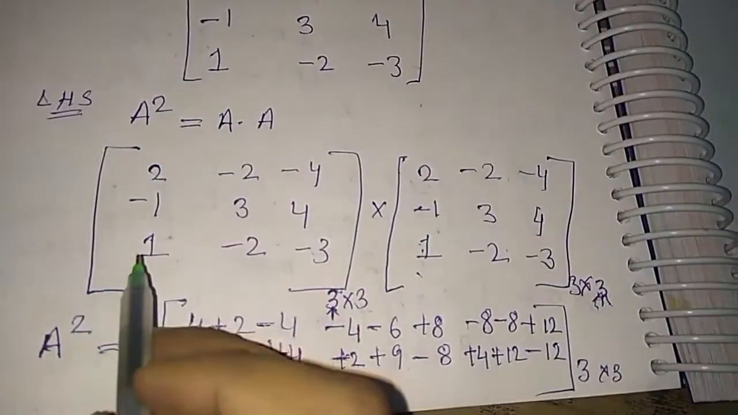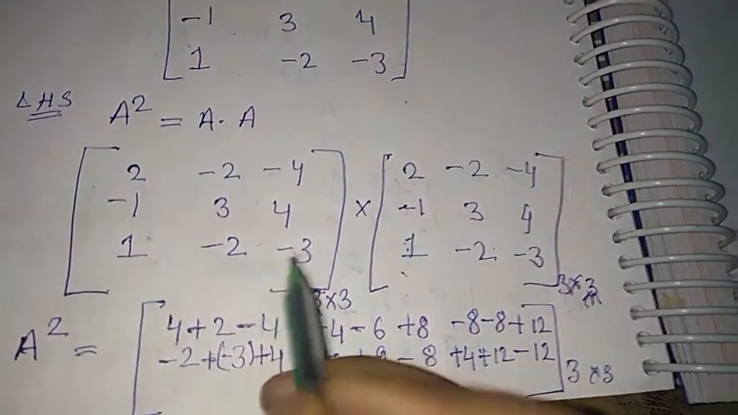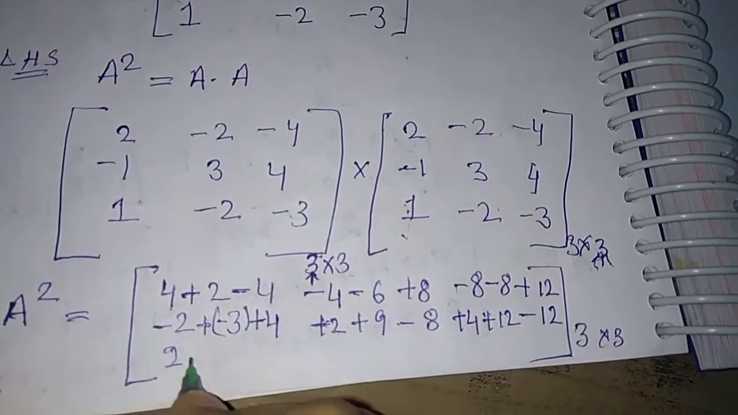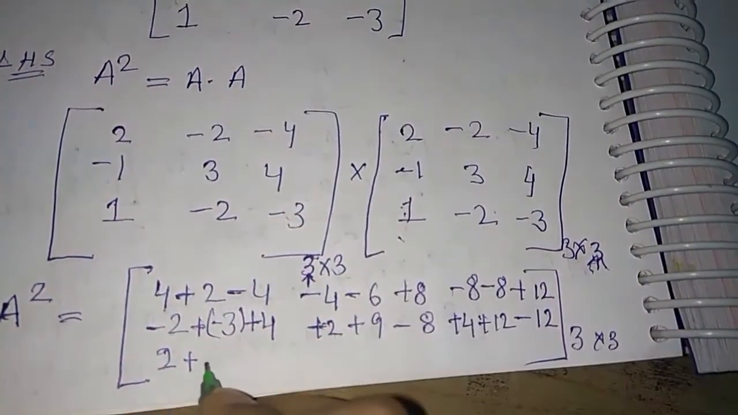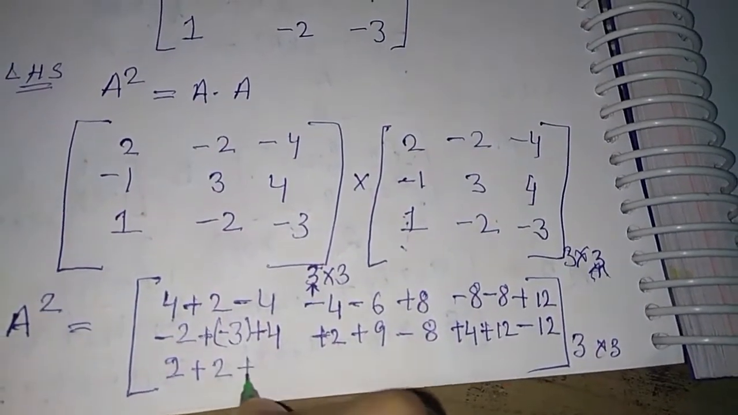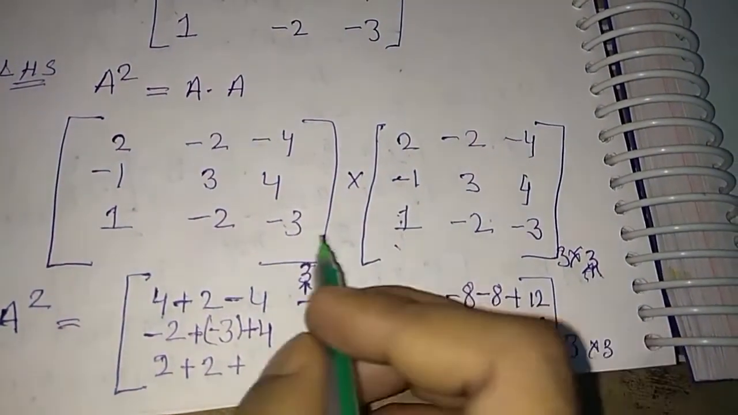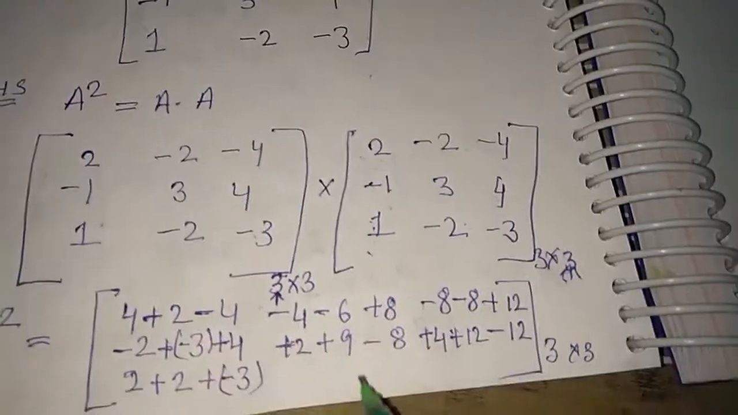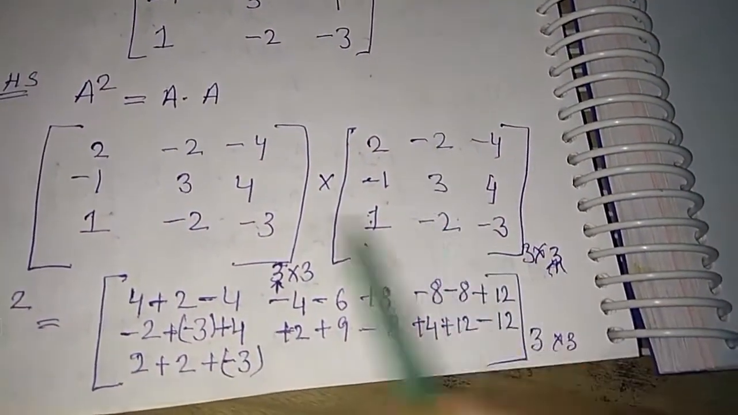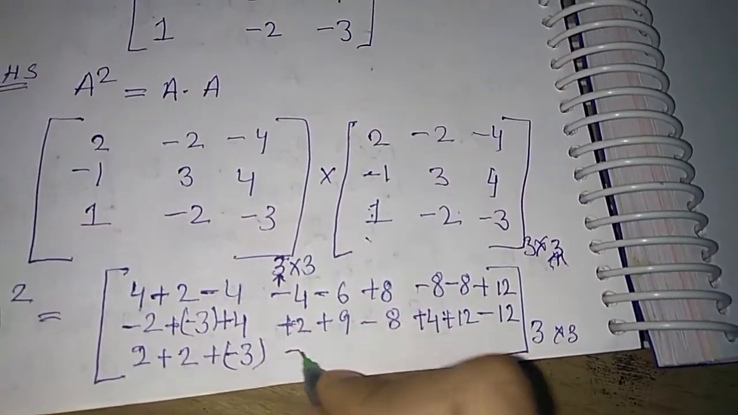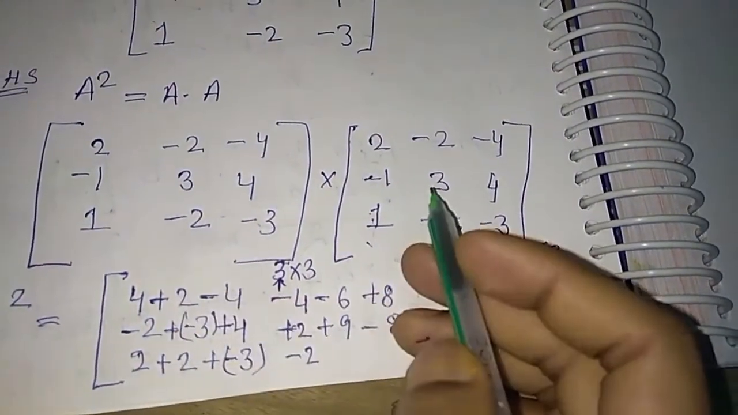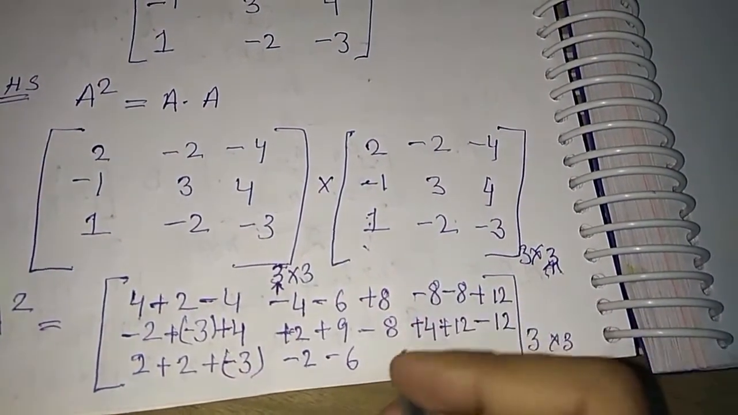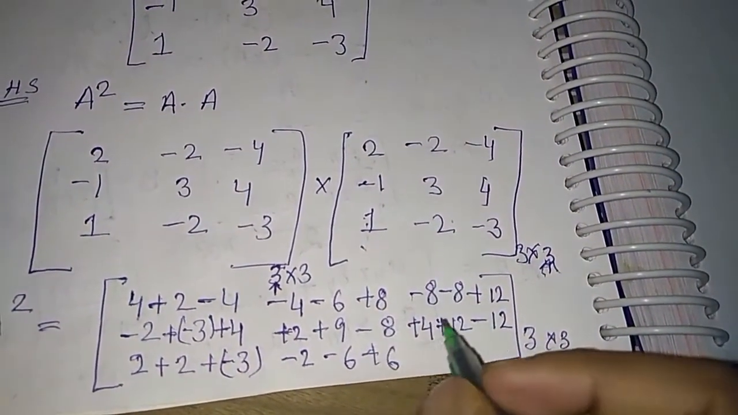For the next element we will go with the third row and first column. So 1 into 2 will give 2, plus minus 2 into minus 1 will give plus 2, plus minus 3 into plus 1 will give minus 3. For the next element we will go with the same row and next column. 1 into minus 2 will give minus 2, minus 2 into 3 will give minus 6, minus 3 into minus 2 will give plus 6.